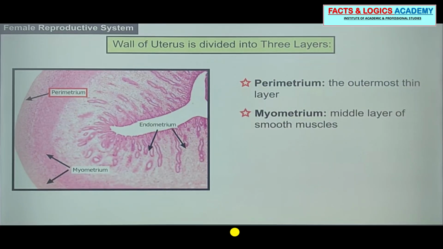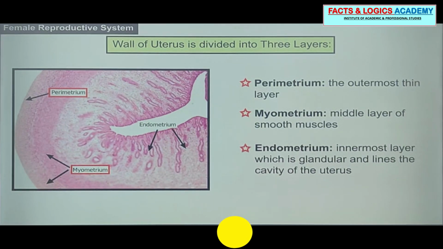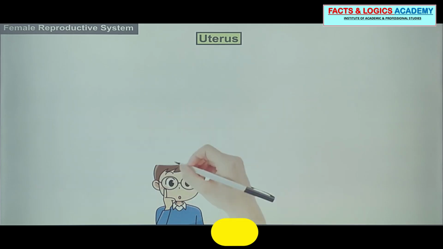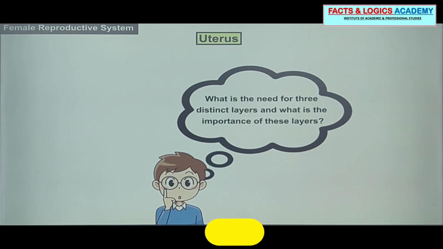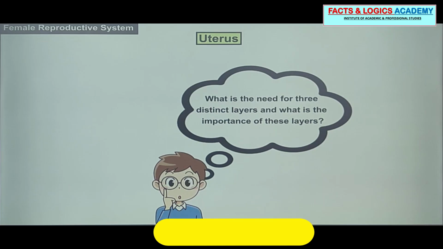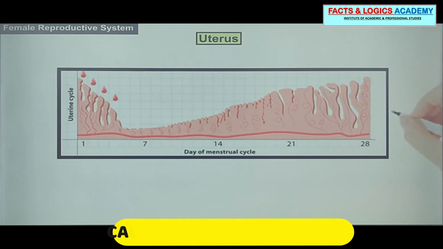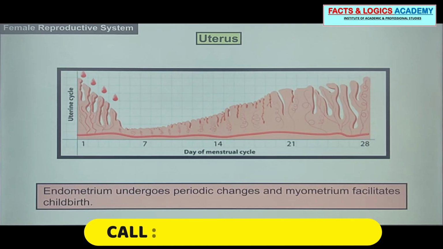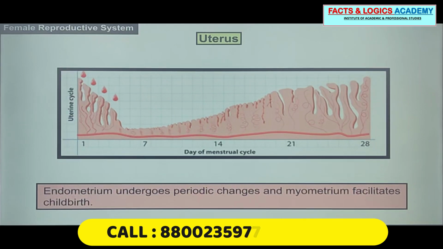The middle layer of smooth muscles is called the myometrium, and the innermost layer, which is glandular and lines the cavity of the uterus, is called the endometrium. Now you must be thinking, what is the need for three distinct layers, and what is the importance of these layers, right? Okay, let me tell you the importance of these walls of the uterus. The endometrium undergoes periodic change during the menstrual cycle, while the myometrium facilitates childbirth by contracting its smooth muscles.